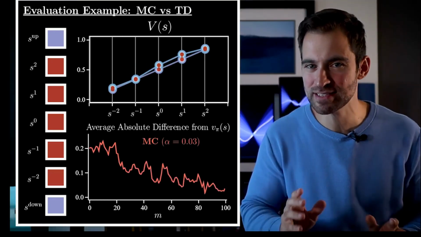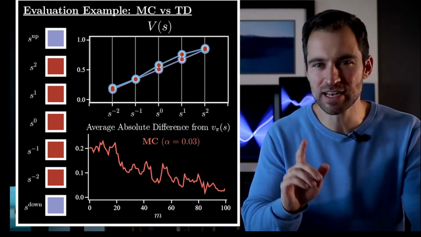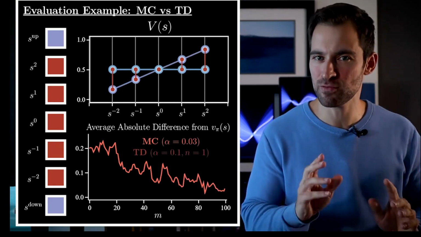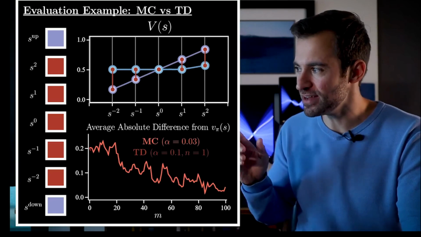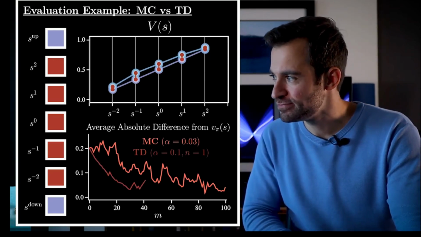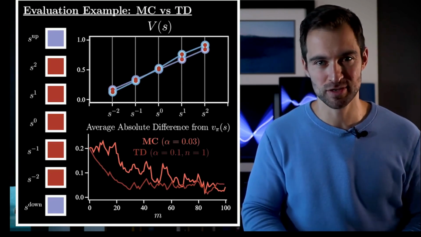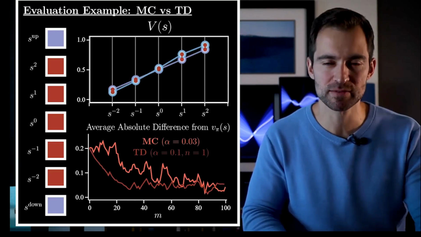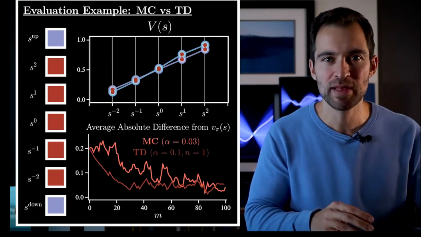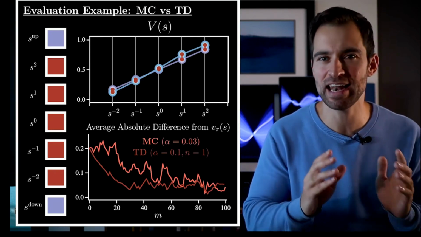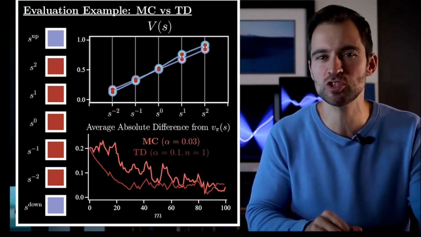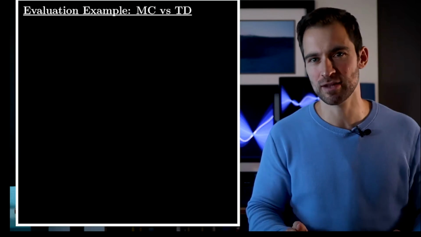Okay, now we can see TD. I'm going to use an alpha of 0.1 and an n of 1, which gives us this. It looks like TD does a better job, certainly in the short term. But this isn't a complete comparison. The randomness of a single run and the specific choices of alpha and n make this view a bit too specific. So let's try something different.